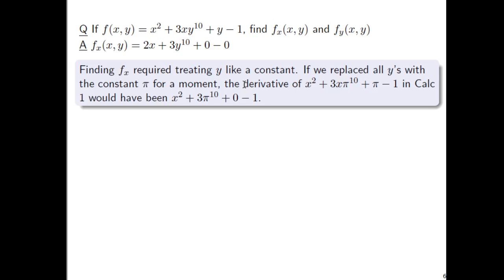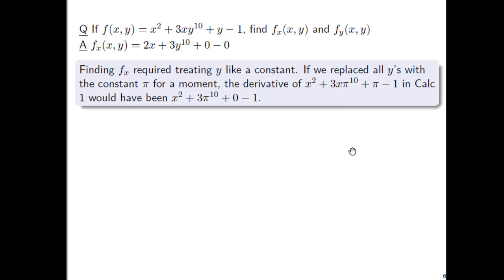Okay, finding f sub x required treating y like a constant. In fact, when you're getting started, you just want to think of it this way. Just imagine that you replaced all the y's with the constant pi just for a moment, right? Then to differentiate x squared plus 3x pi to the 10th plus pi minus 1, in Calc 1, what would you get? You'd get 2x plus 3 pi to the 10th plus 0 minus, ooh, this should be a 0 here. Sorry about that typo, right? But that should be a 0 just like the 0 up there.